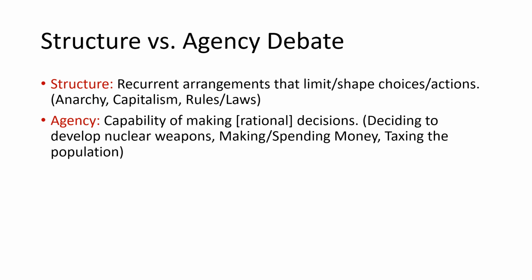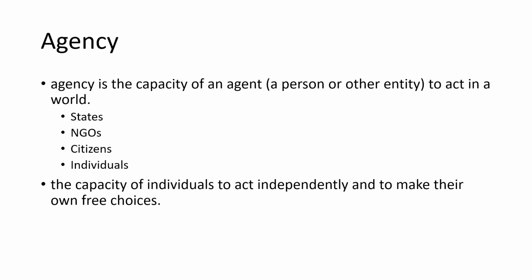We will think about this puzzle in relation to all the theories that we cover in the class, and at the beginning or at the end of a lecture, I will say that this was a structural theory or an agency-driven theory. So, to repeat, agency is the capacity of an agent, a person or another entity like a state, to act in the world. States, NGOs, citizens, and individuals may have agency. They have the capacity to act independently and make their own free choices.